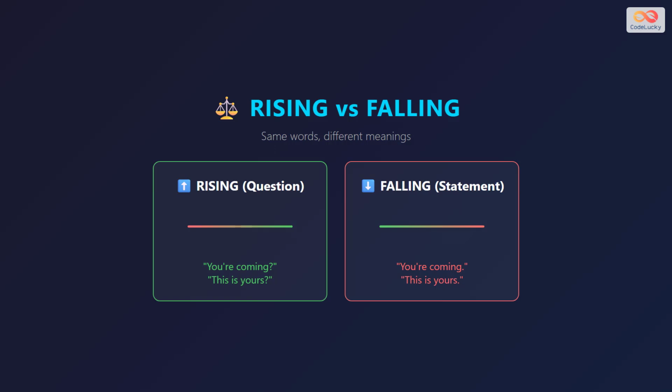The same sentence can have two different meanings depending on whether you use rising or falling intonation. This is very important to understand. For example, the sentence "you're coming" can be a question if you use rising intonation. You're coming? This means you are asking if the person is coming. But the same sentence is a statement if you use falling intonation. You're coming. This means you are telling the person that they are coming. Similarly, "this is yours" can be a question with rising pitch. This is yours? Or a statement with falling pitch. This is yours. The difference is entirely in the intonation, so be careful to use the correct pitch pattern for the meaning you want to express.